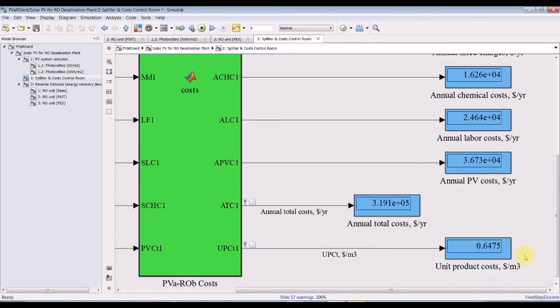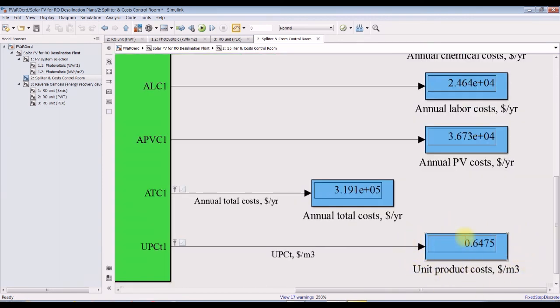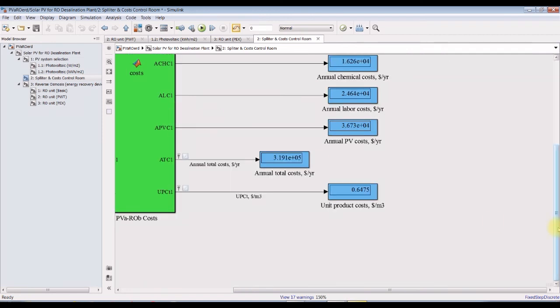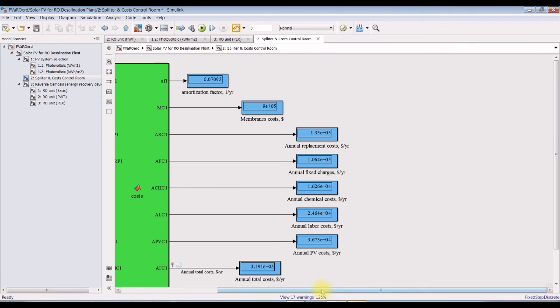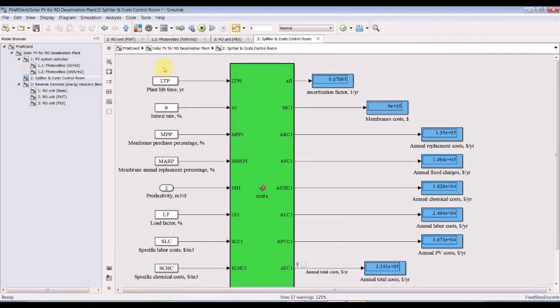This is unit product cost. We have to watch this parameter because it can reflect the total cost of batteries, reverse osmosis, chemicals, photovoltaics, and so on. It shows that we are going to sell our product at $0.64 per meter cube, US dollar per meter cube. Okay, let's go dynamic. I mean, let's change some parameters. Set our time to infinity.